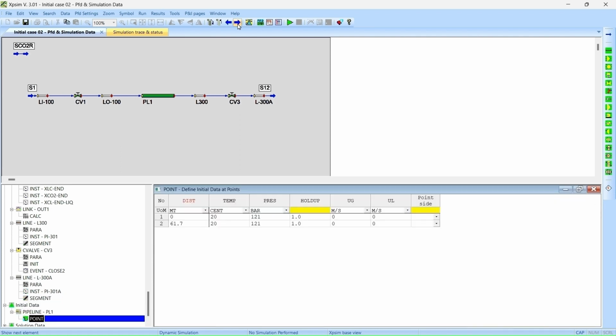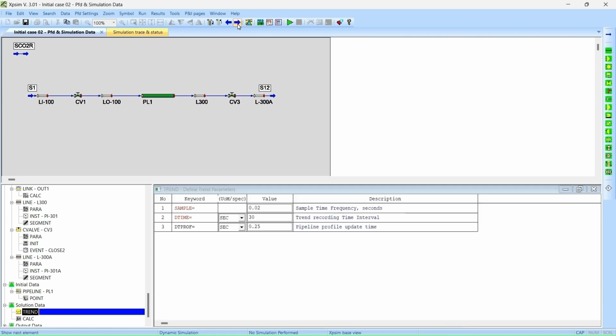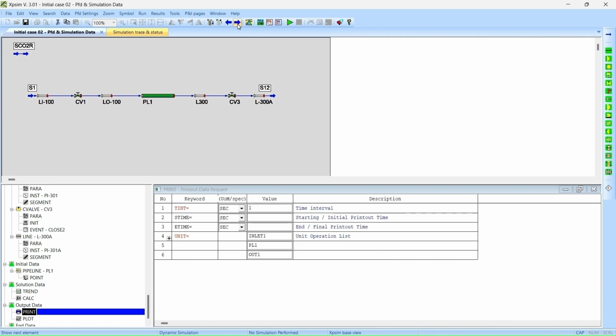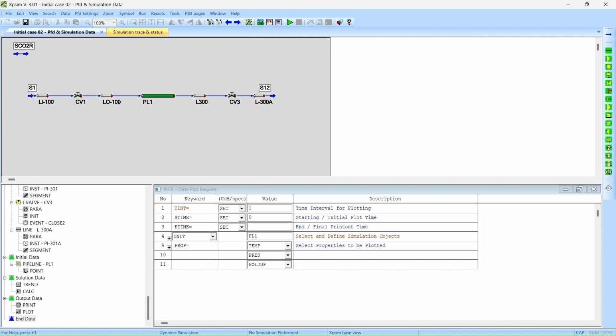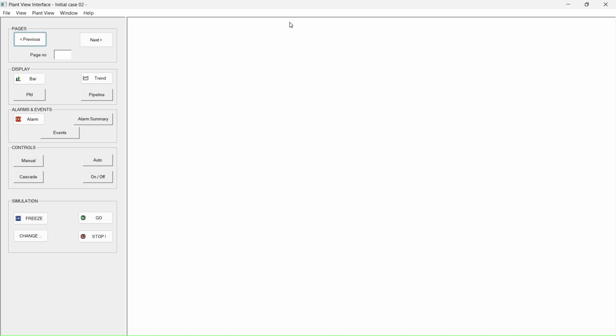Initial pipe conditions are also reset. The instrument's trend is shown in a 30 seconds interval. Calculation time steps are defined. The simulation is started and the plant view interface window is created.